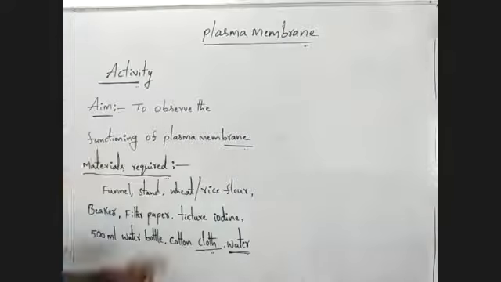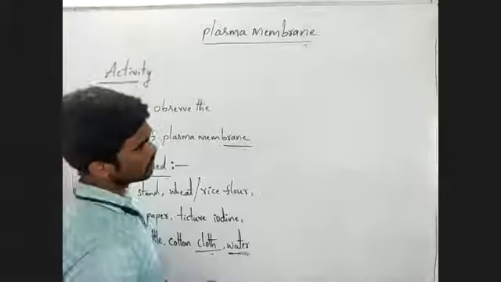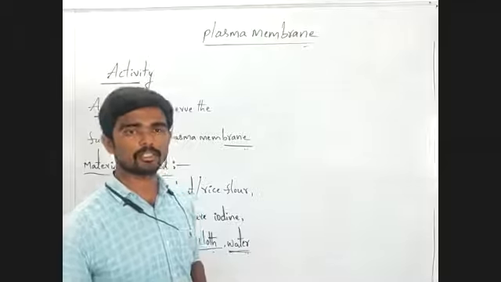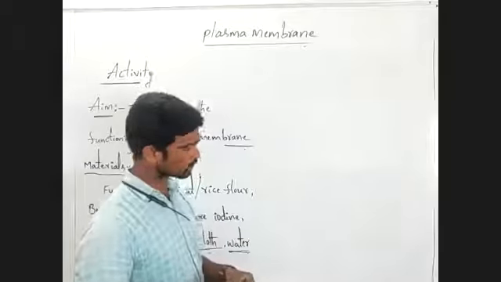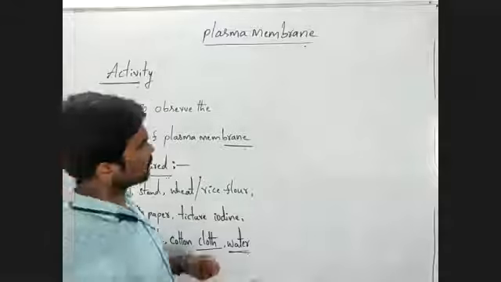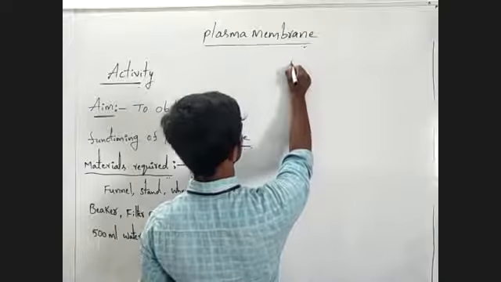Now, to observe the functioning of the plasma membrane in this activity, we will compare the functioning of the plasma membrane with the filtration process. There are two procedures for filtration. The first one is the conventional method, and the second one is the alternative method. Let us see the first type of filtration, that is, the conventional method.